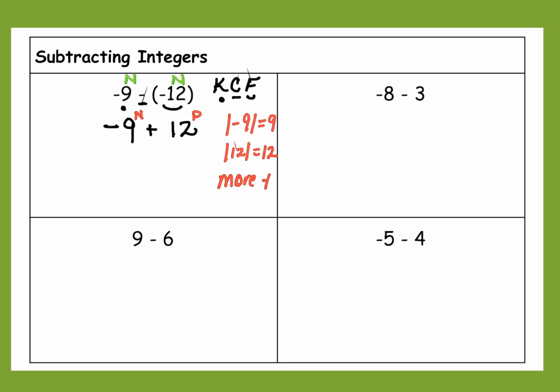We have more positives in this problem. So the final answer after we subtract these two numbers will be a positive answer. 12 minus 9 is a positive 3.